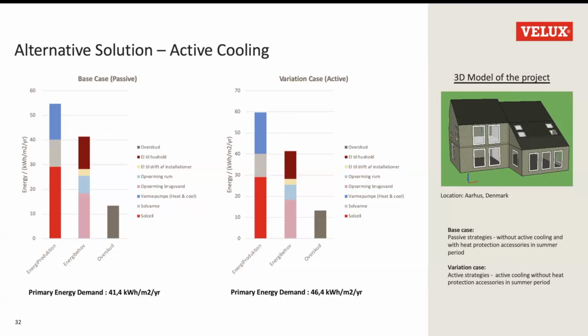Exactly, because currently if we don't use any active cooling, which we would see in our next slide, we are still around 2% of the overheating hours of the total occupancy. But if we don't use the shutters, then of course we would have to use some kind of cooling, and that would increase the total energy demand by close to 9%, maybe 10%. Yes, so that's a lot.